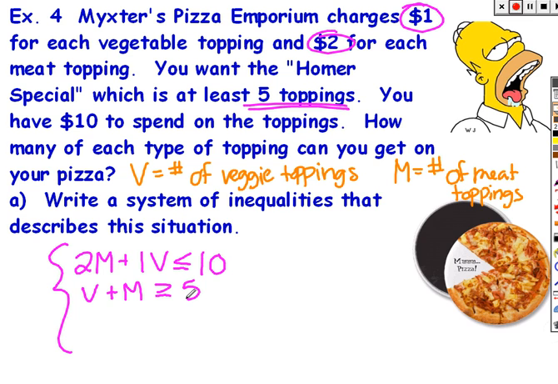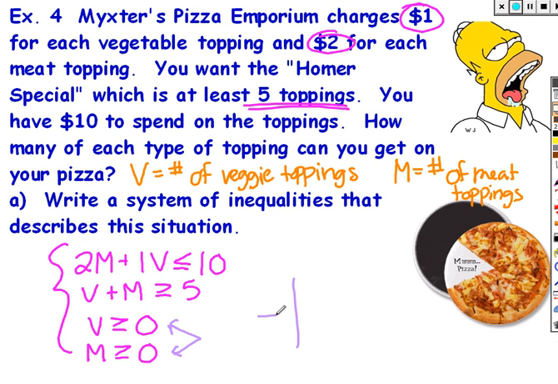Now there's really 2 other inequalities I'm going to throw in here, and this one people sometimes forget. This can't be negative, so I can't have a negative number of toppings. So V should be greater than or equal to 0, and the number of meat toppings should also be greater than or equal to 0. So there's kind of 4 different inequalities that I'm looking at. If I want to graph this, these last 2 inequalities really show me that I'm going to be dealing in quadrant 1.